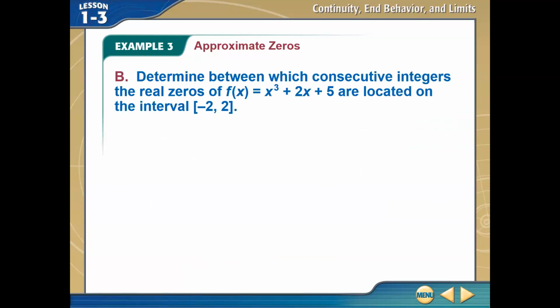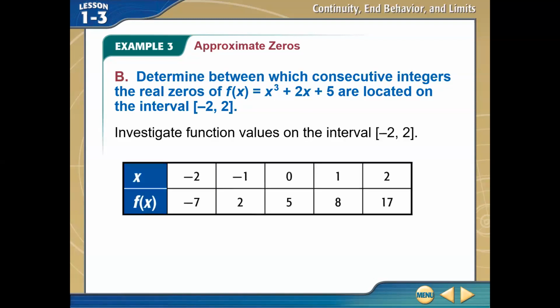Okay, determine between which consecutive integers the real zeros of f of x, which is equal to x cubed plus 2x plus 5, are located on the interval. Once again, it requires you to plug in each consecutive integer within this interval. So we're going to plug in -2, -1, 0, 1, and 2, and we're going to build a table.